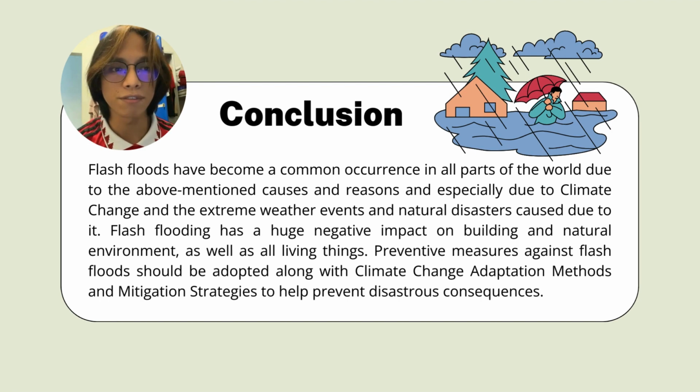In conclusion, flash floods have become a common occurrence in all parts of the world due to the above-mentioned causes and reasons, especially due to climate change and the extreme weather events and natural disasters caused by it. Flash flooding has a huge negative impact on the built and natural environment, as well as all living things. Preventive measures against flash flood should be adopted along with climate change adaptation methods and mitigation strategies to help prevent disastrous consequences.